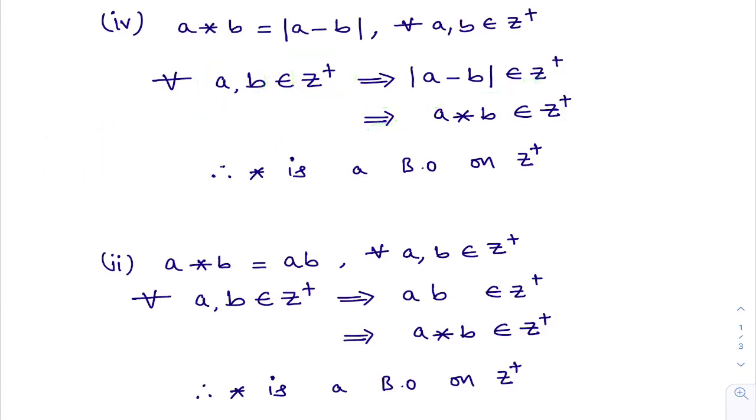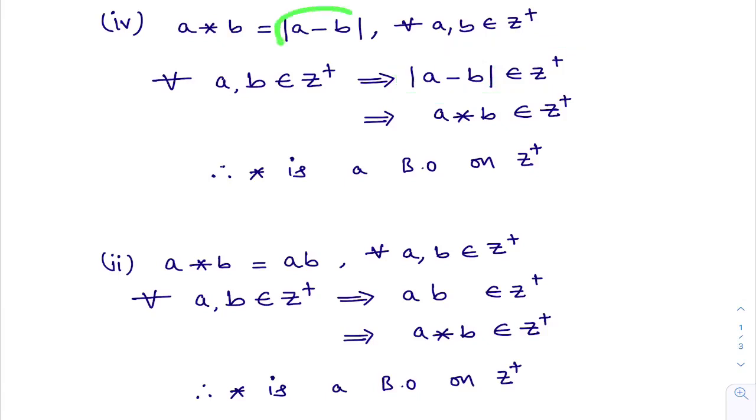I hope you are understanding. a, b, you cannot take 0 here. a, b 0 you cannot take because a, b are positive integers, right? You take any two positive integers, you check modulus of a minus b, that is also a positive integer. So what you came to know is that if a, b are any two positive integers, modulus of a minus b is also a positive integer. You decided this. Yes, modulus of a minus b is a positive integer.